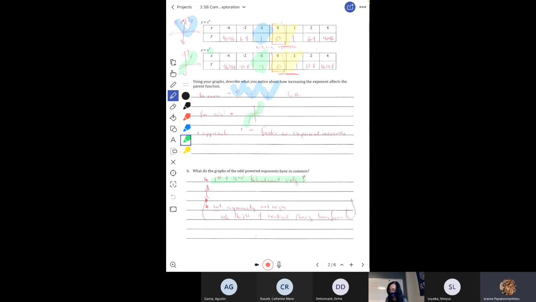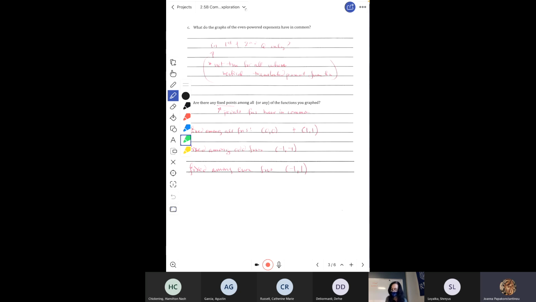They're not symmetric with respect, even though they kind of look like it, right? So things were a little bit different going on. With respect to the even-powered functions, hopefully you notice that they pass through the first and second quadrant only. It's not true for all functions when we vertically translate parent functions, right? If we shift the parent functions up and down, we may drop down below the x-axis, and therefore we're passing through other quadrants, but the parents pass through first and second quadrants.